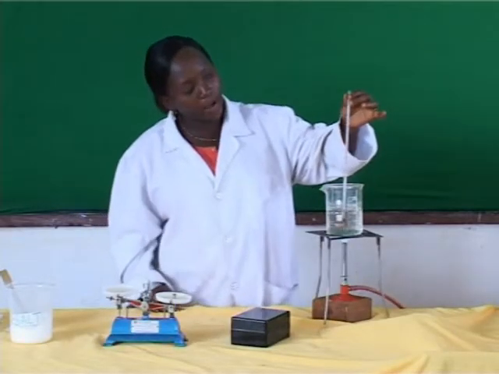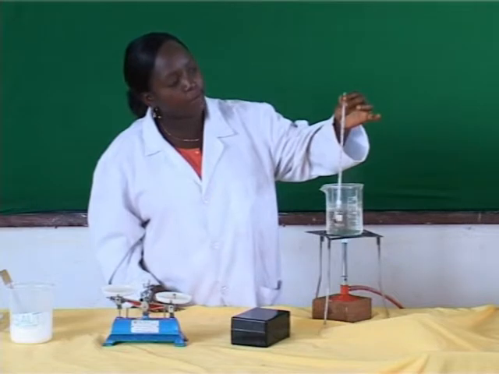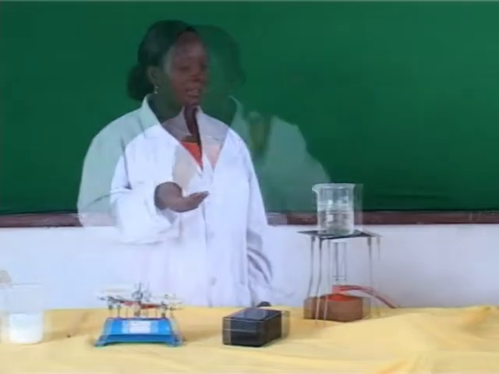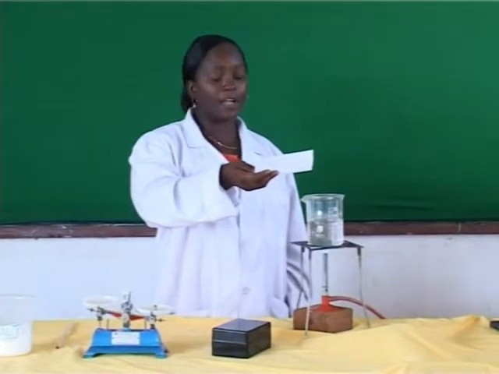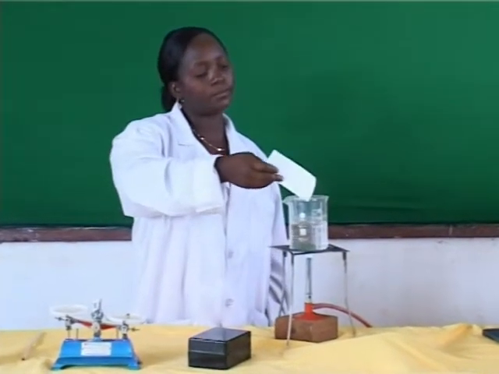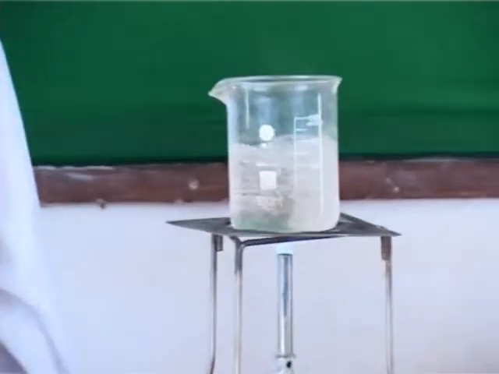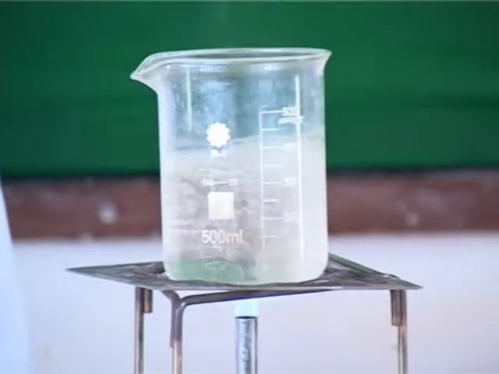The thermometer now has reached 94.5 degrees centigrade. Add another 5 grams of salt. Then continue heating.